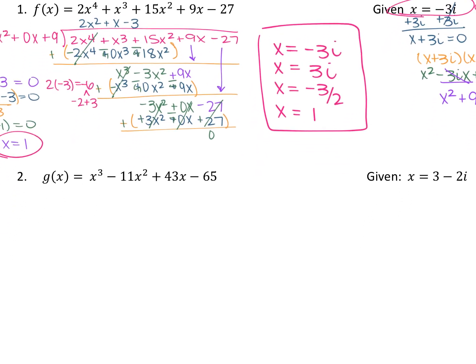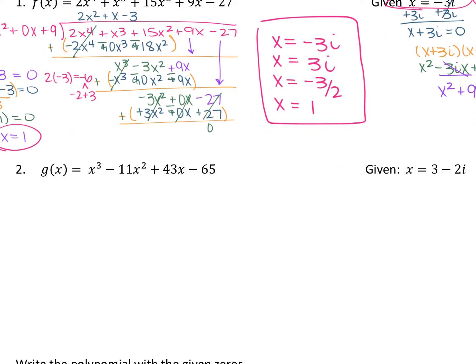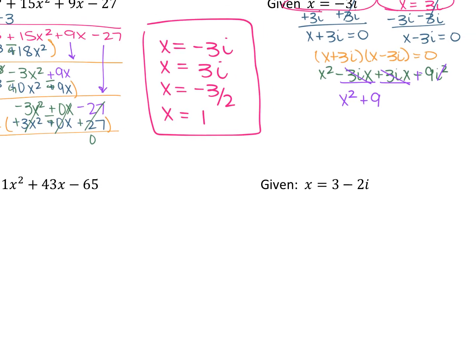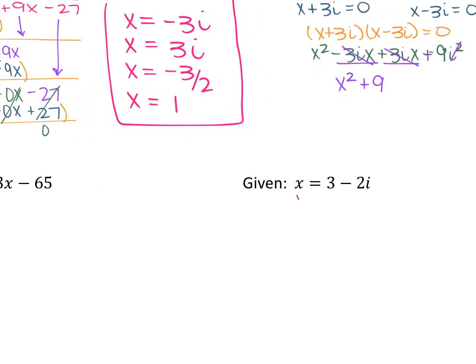For number 2, we're given g of x is equal to x cubed minus 11x squared plus 43x minus 65 with a given zero of x is equal to 3 minus 2i. Again, remember, at the very end, because I'm going to turn this i into the square root of negative 1, you have to make sure you take care of the conjugate of this part. If we turn that i into the square root of negative 1 and we don't work with the i, we're going to have x is equal to 3 minus 2 times the square root of negative 1. Again, this is just another method to use.